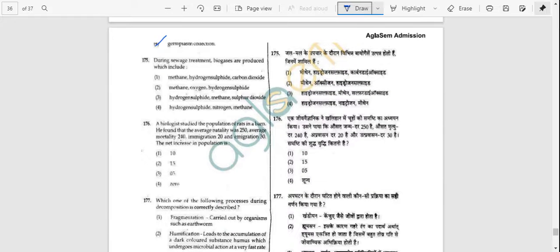During sewage treatment, biogas is produced, which includes methane, hydrogen sulfide, carbon dioxide, मीथेन ऑक्सीजन हाइड्रोजन सल्फाइड, ये होगा ऑप्शन नंबर ए, दैट इज इसका ट्रिक है मैक, मीथेन हाइड्रोजन सल्फाइड कार्बन डाइऑक्साइड.